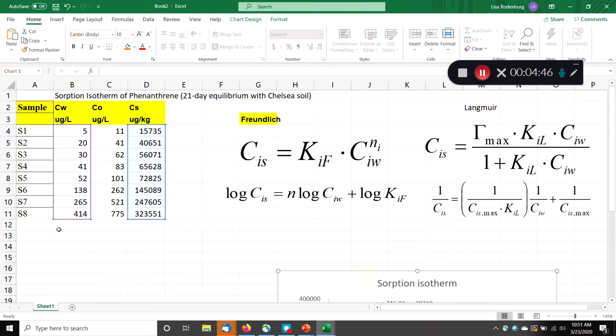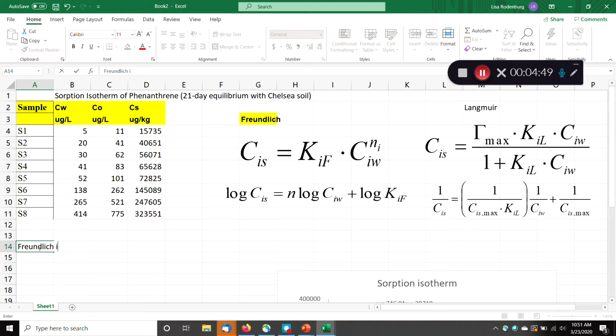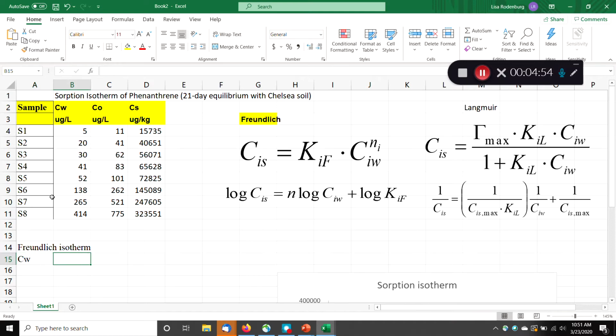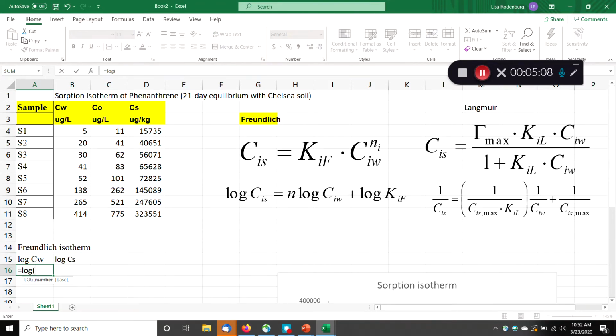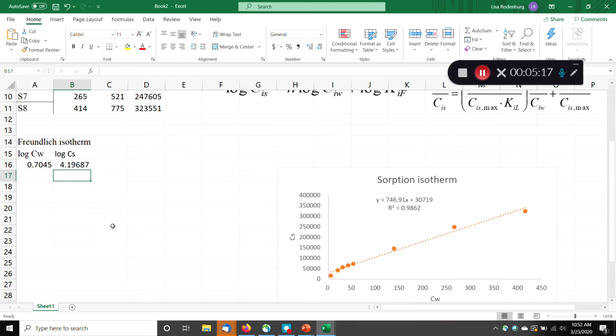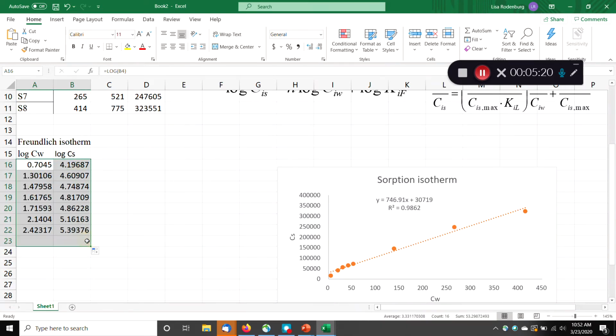So let's try linearizing this using a Freundlich isotherm. So we would have log CW and log CS. Let's take the log of both sides. There's log of CW. There's log of CS. Okay, and then we can plot this.